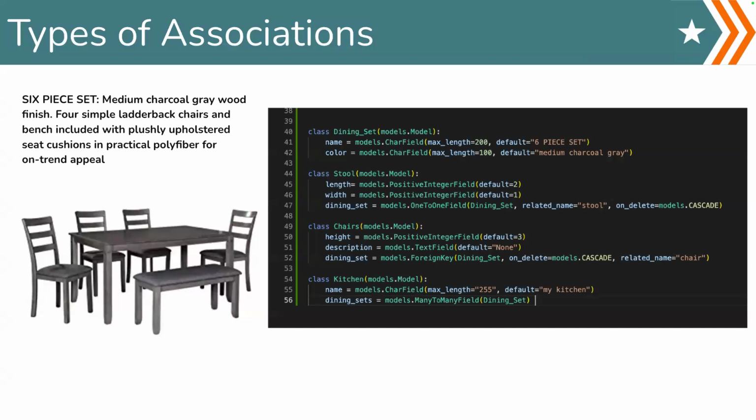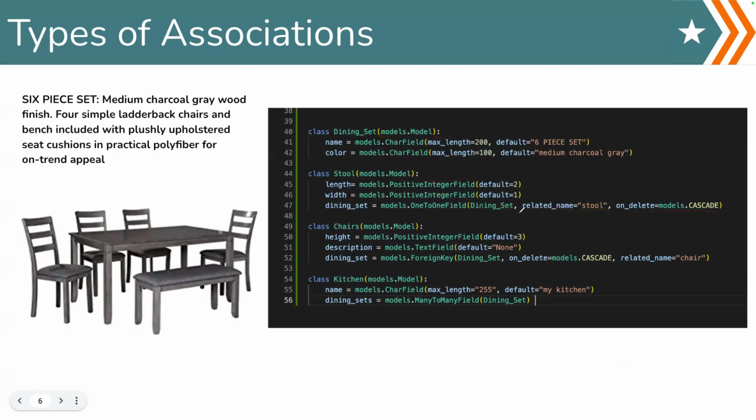We have a color that has been created for it. There's a stool. Well, there's only one stool that can belong to this dining set. We can see in line 47 there's a one-to-one relationship to the dining set. And at the very end of that one-to-one relationship in line 47, you can see there's an on_delete=models.CASCADE. That means that if my dining set were to no longer exist, any stool that is related to that dining set would also no longer exist within my database.